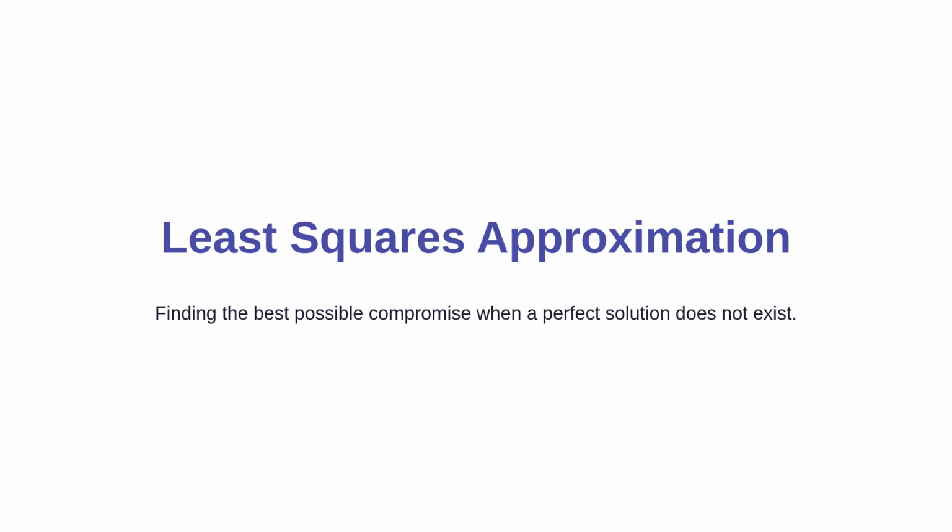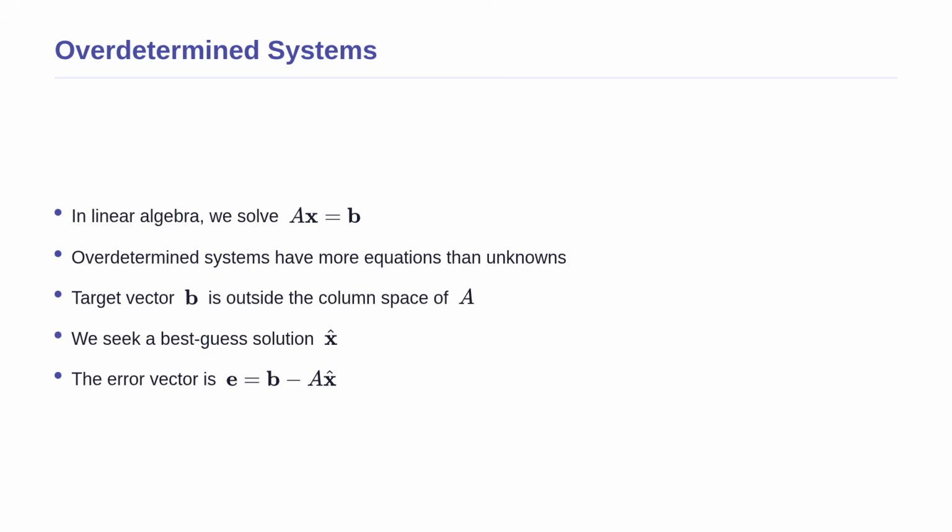Imagine you're a tailor trying to design a single one-size-fits-all shirt for three very different customers. You cannot possibly make one shirt that perfectly fits all three people at the same time. Instead, you must choose a size that minimizes the total looseness for everyone combined. In mathematics, we often face a very similar problem, and least squares is our ultimate tool for finding the best possible compromise. Now that we understand the basic idea, let us look at the math.